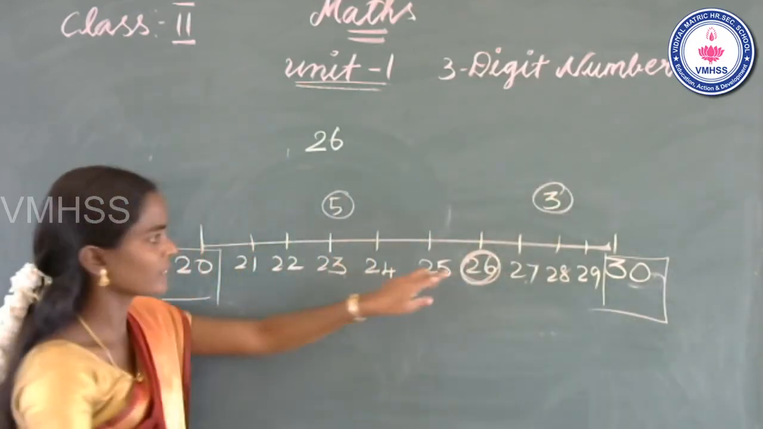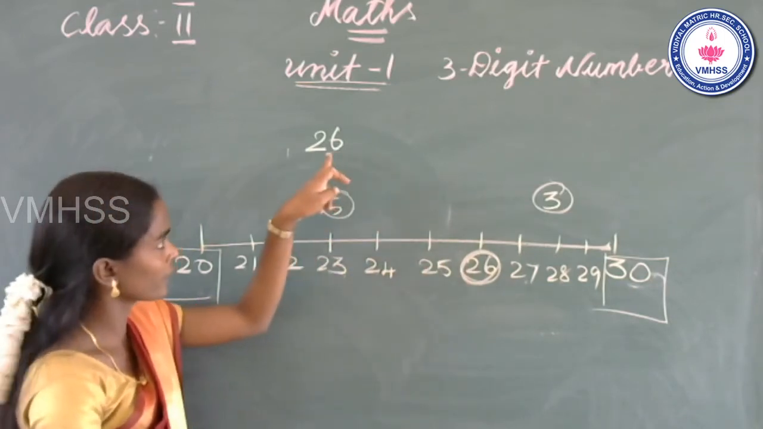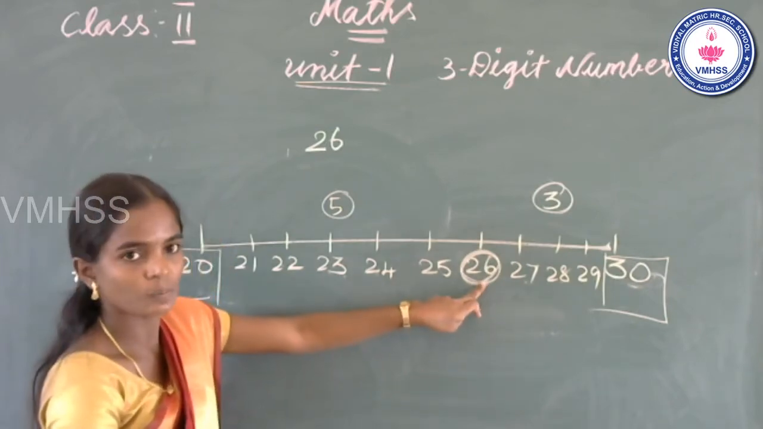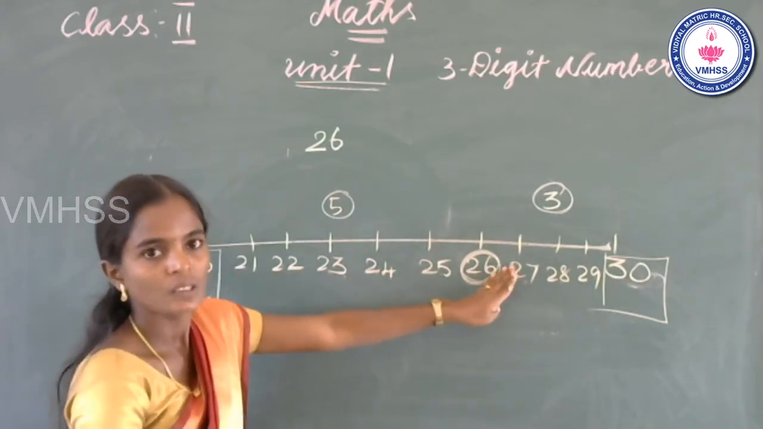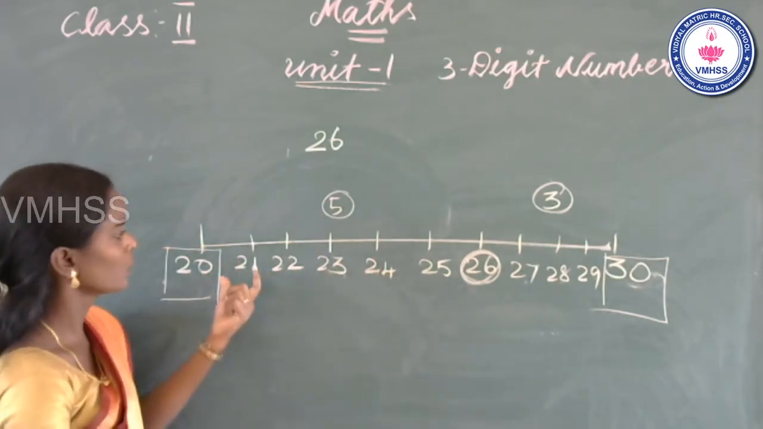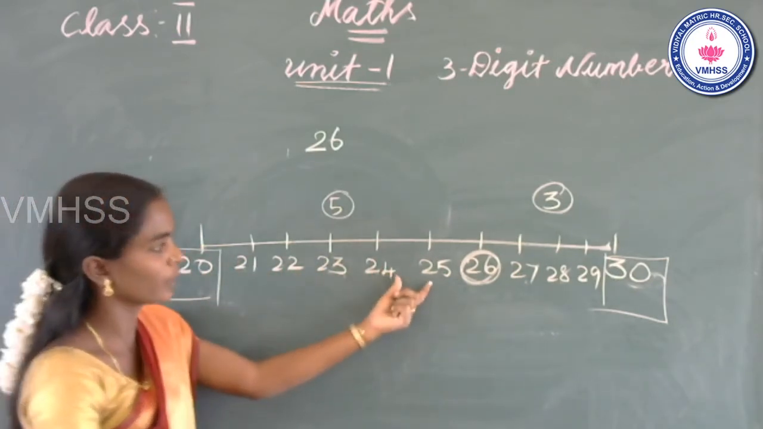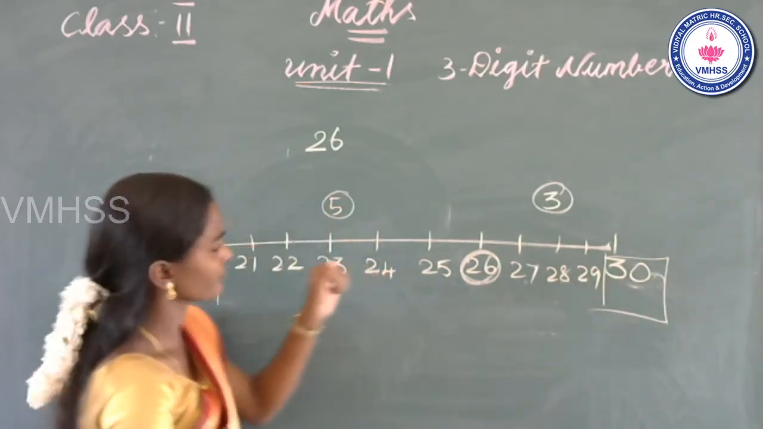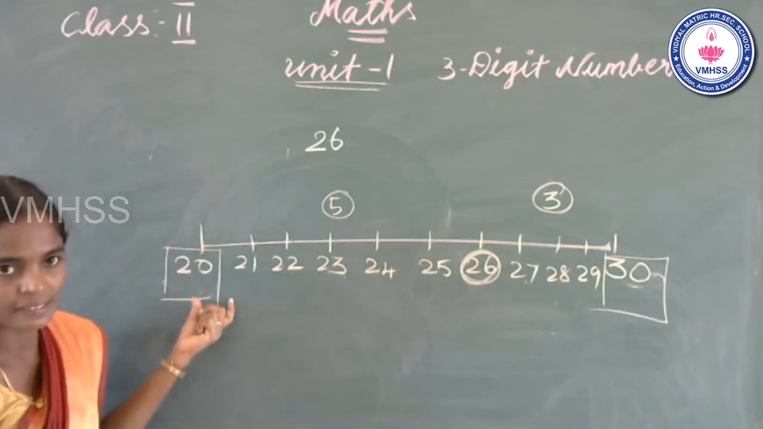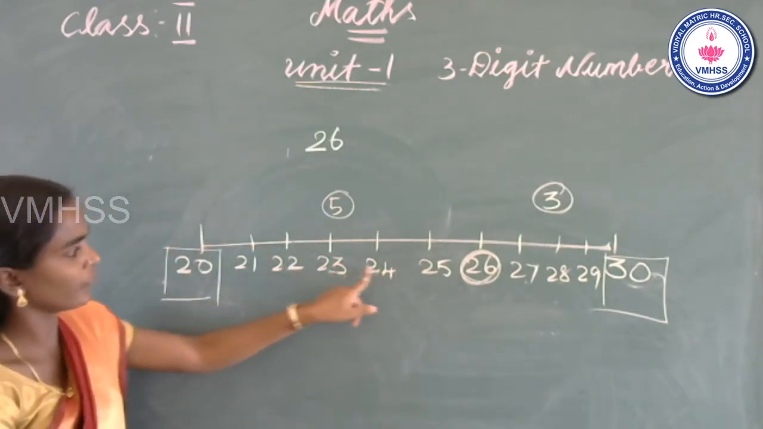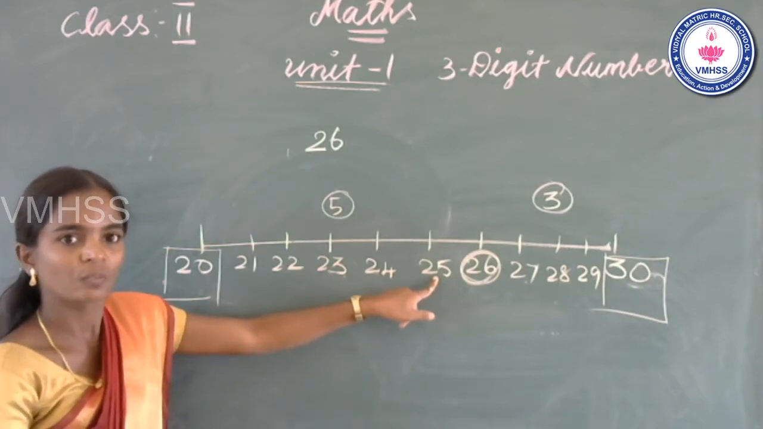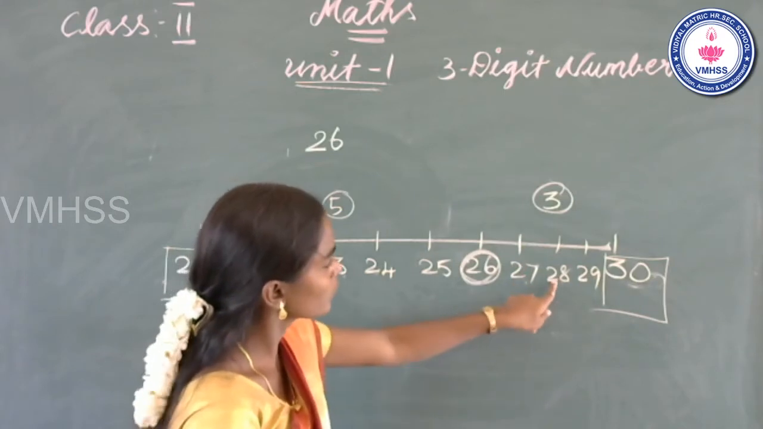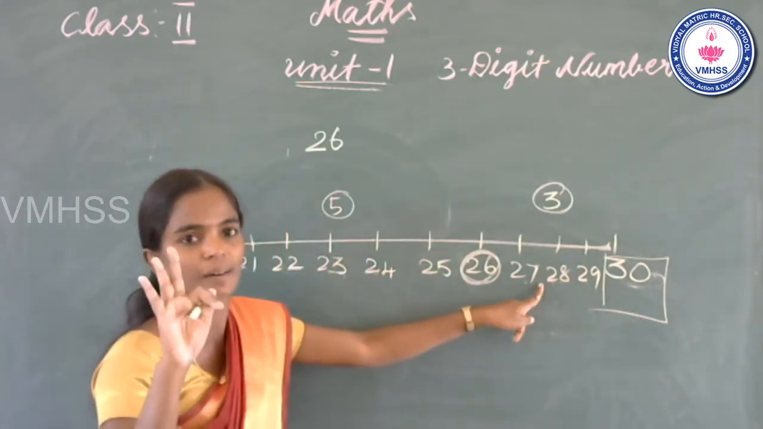Children, first we take the number 26. 26 comes between 20 and 30. Next we mark the numbers 21, 22, 23, 24, 25, 26, 27, 28, 29, 30. Next, on the left side 1, 2, 3, 4, 5, so between 5 numbers. Next, on the right side 1, 2, 3, so between 3 numbers only.